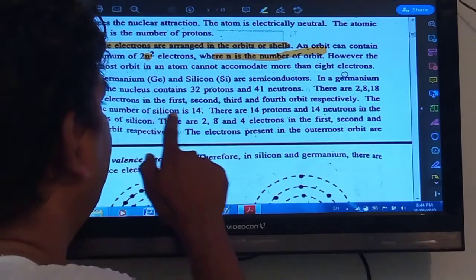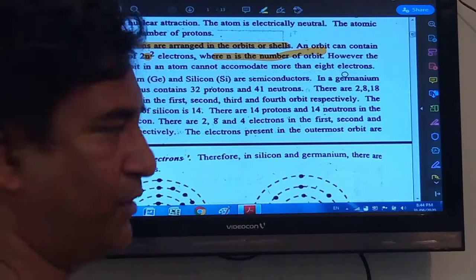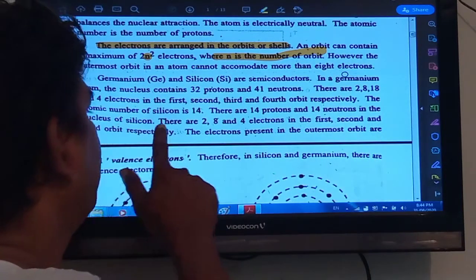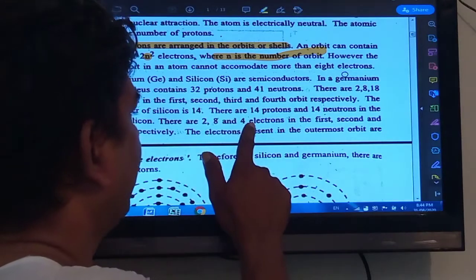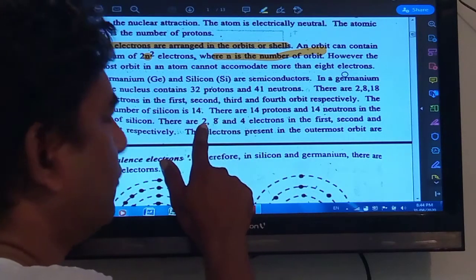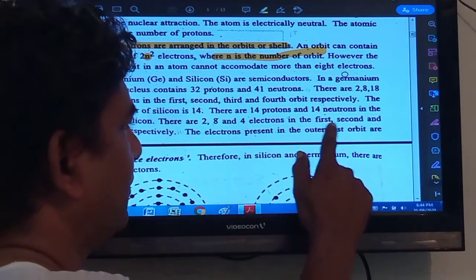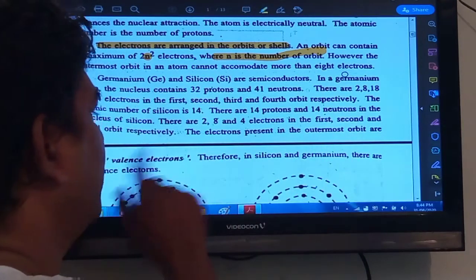The atomic number of silicon is 14. If it is 14, then there are 14 protons and 14 neutrons. In the nucleus of silicon, the electron arrangement is 2, 8 and 4, which means 2 plus 8 is 10, 10 plus 4 is 14 electrons in the first, second and third orbit respectively.